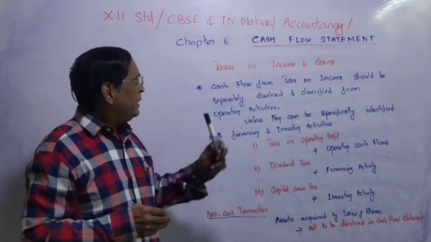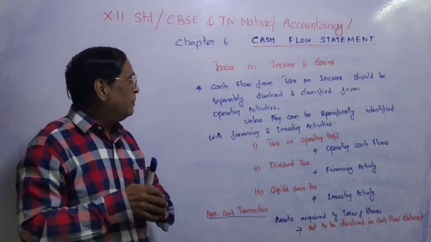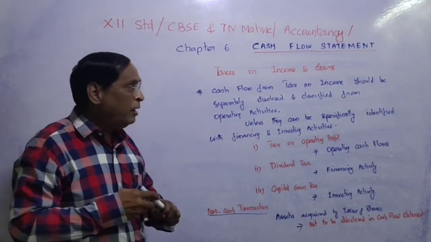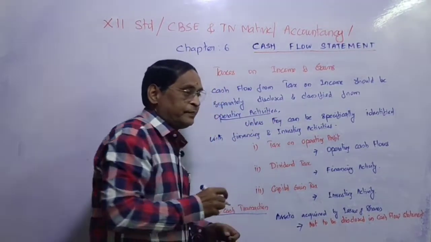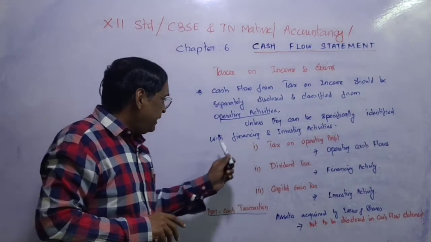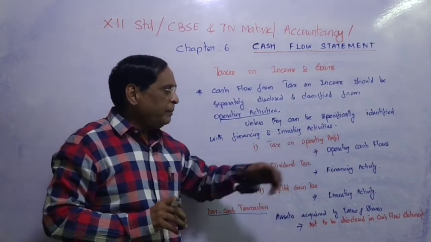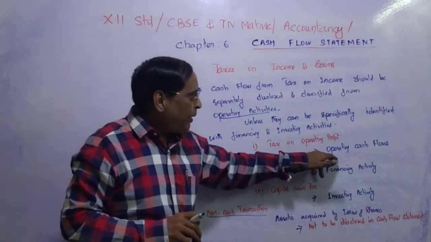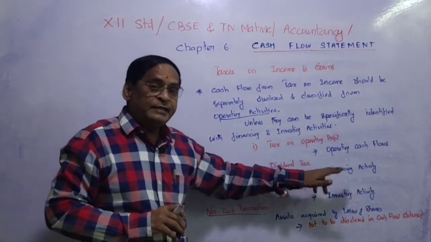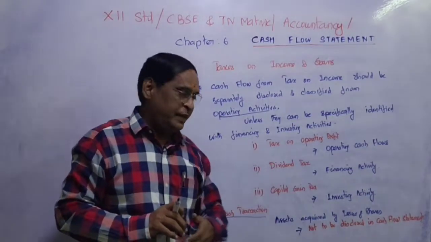The next one is taxes on income and gains. For example, cash flow from tax on income should be separately disclosed and classified from operating activities. We classify under operating activities unless they can be specifically identified with financing and investing activities. For example, tax on operating profit will be classified as operating cash flow. Dividend tax will be classified under financing activity. Capital gain tax will be classified under investing activity.